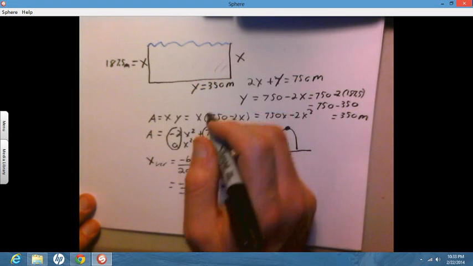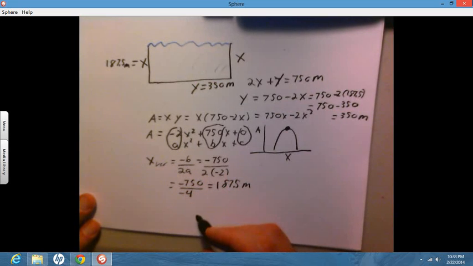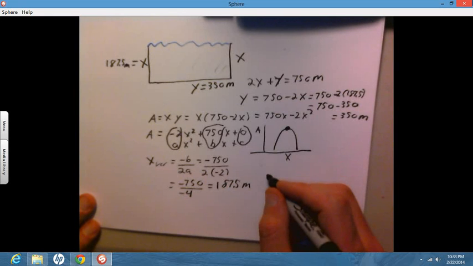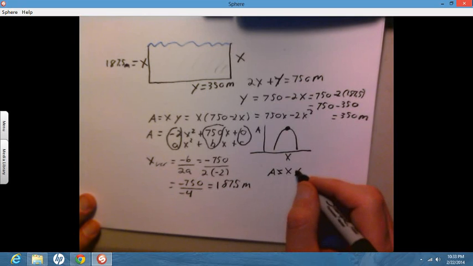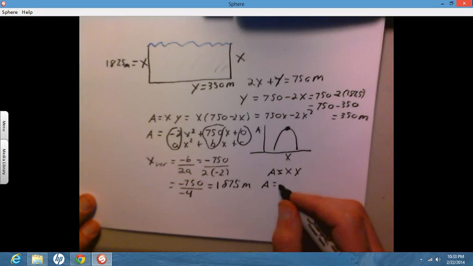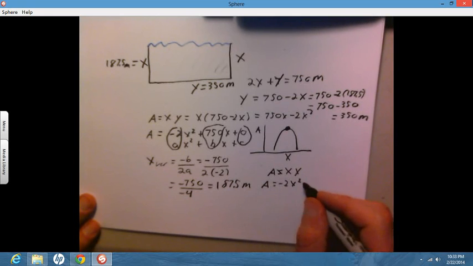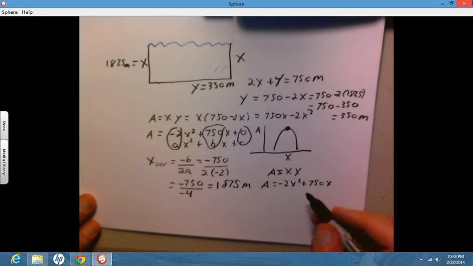Now, to calculate the area, there's two ways we can do it. We have two equations for area, right? And they're both equivalent. We know area is equal to x times y. And we know that area is equal to negative 2x squared plus 750x. So we have two options. We can either plug x into this equation, or since we know both x and y, we can just plug both x and y in here. But I'm going to go ahead and use this top one because it's a lot nicer looking than this one. It's just x times y.